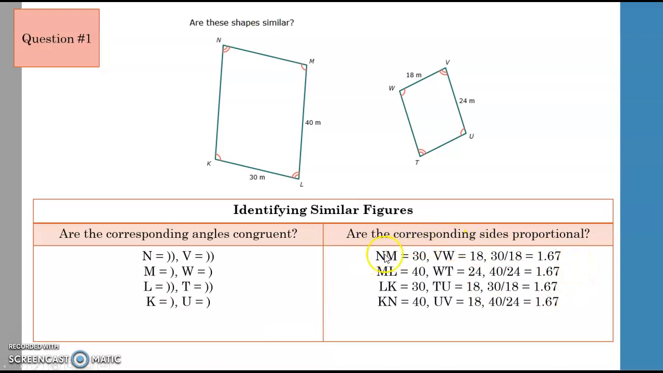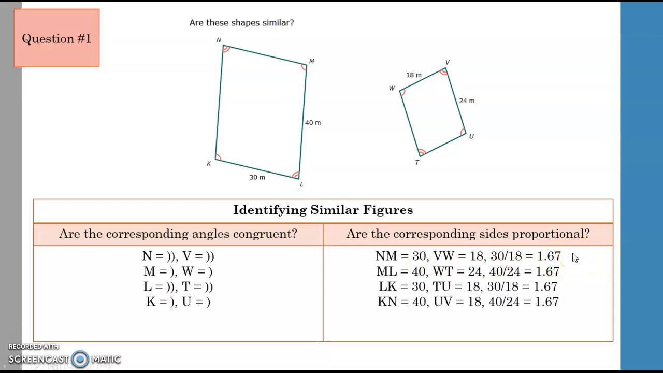Okay, so let's just look at the first set of sides. NM right here, the measure of NM is the same as the measure of KL because they're across from each other. So this measure is 30. NM equals 30. VW is the side that corresponds with MN, and its measure is 18. So we're going to find the ratio. We're going to calculate 30 divided by 18 equals 1.67.